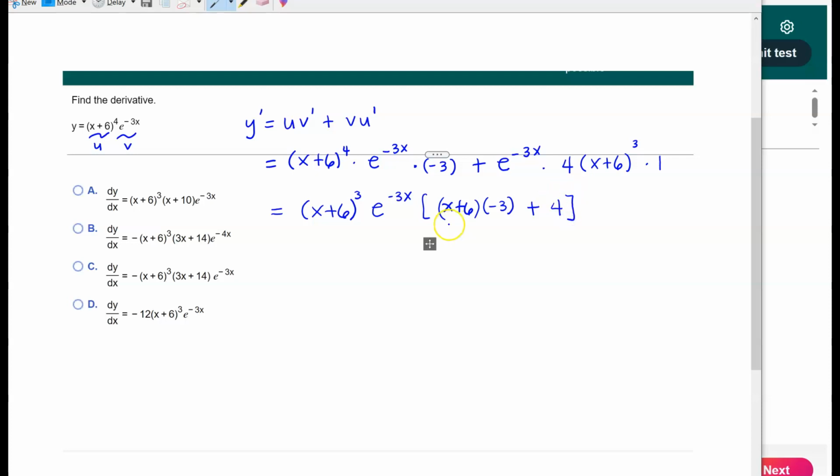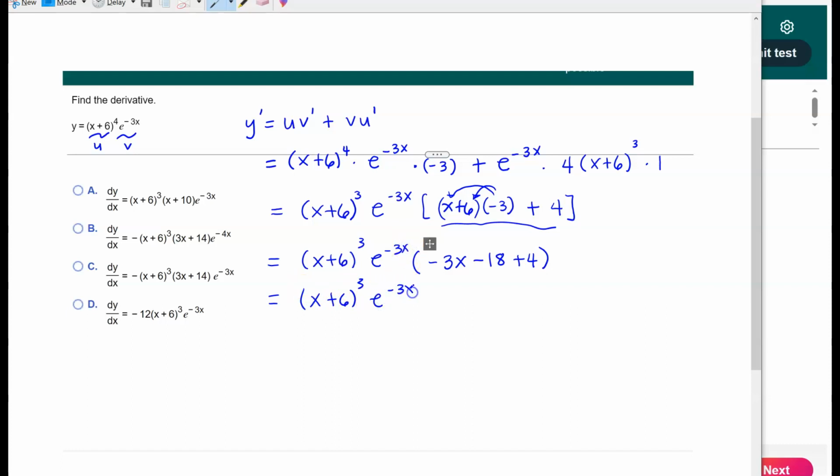And then you simplify this. So you just copy x plus 6 cubed e to the negative 3x. And then now you simplify this. So you distribute negative 3 to each term in the parentheses. So you have negative 3x minus 18 plus 4. And then you simplify. So you have x plus 6 cubed e to the negative 3x times negative 3x minus 14.